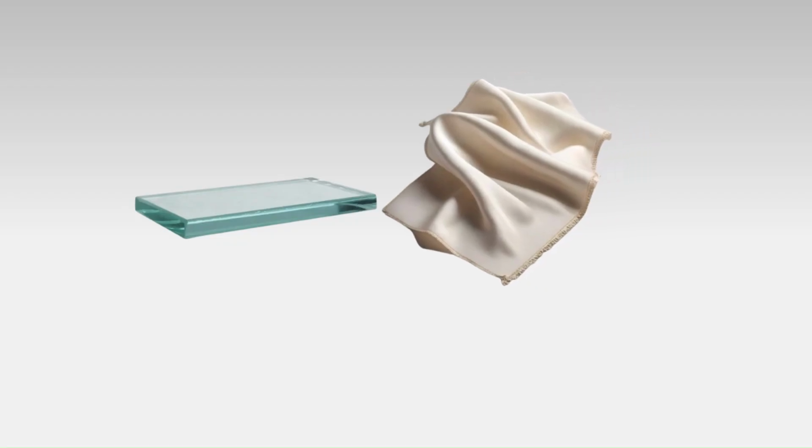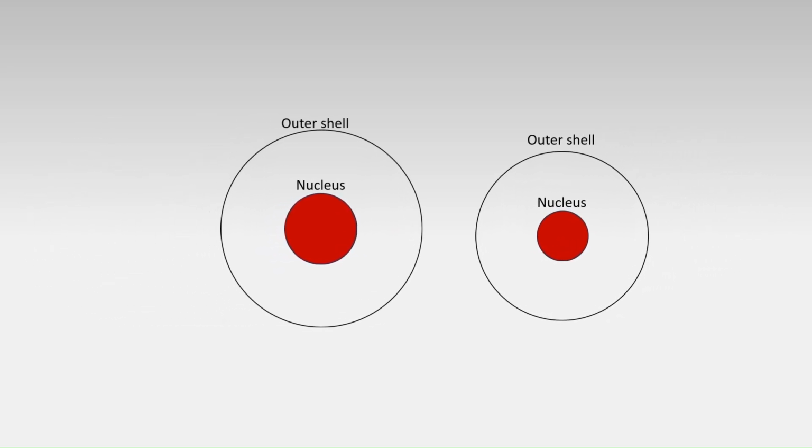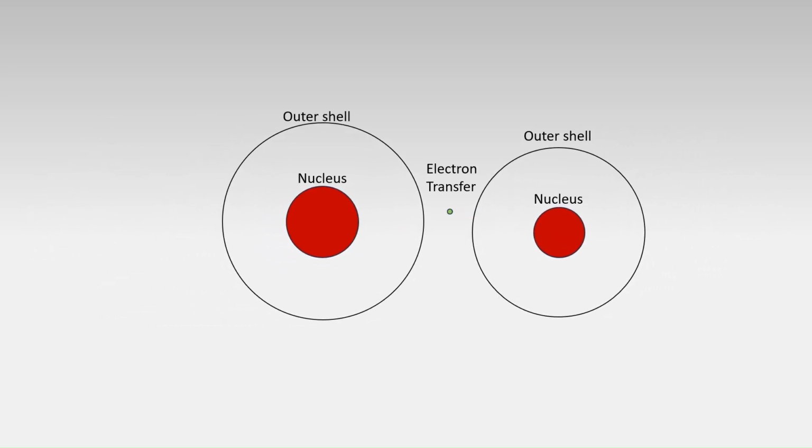When two materials come into contact, sometimes electrons can get transferred from one material to the other due to the difference in their electron affinities. Electron affinity measures how strongly an atom can attract and hold on to an added electron. Think of electron affinity as a grip on electrons.